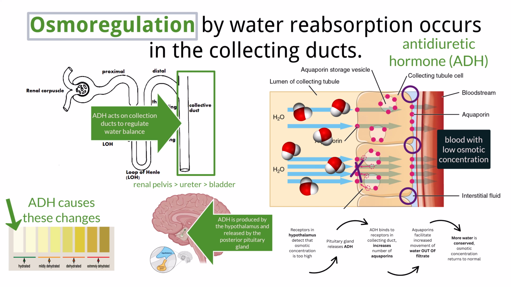So what's the perfect color? A nice pale yellow, like straw or lemonade, indicates your body is well hydrated and osmoregulation is functioning properly.